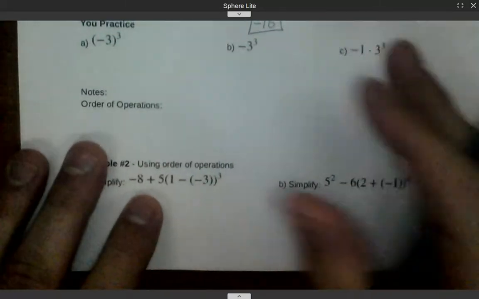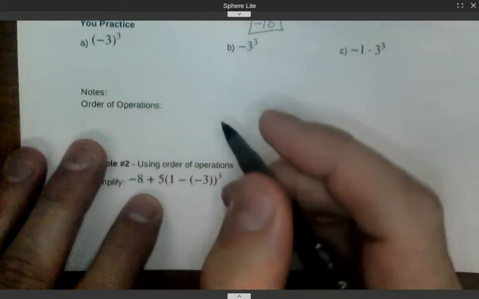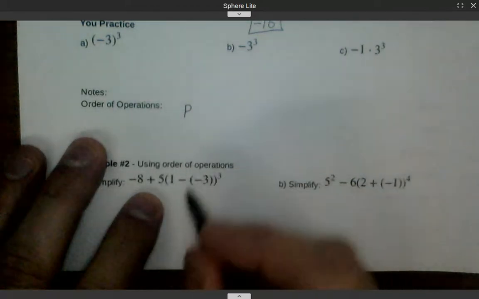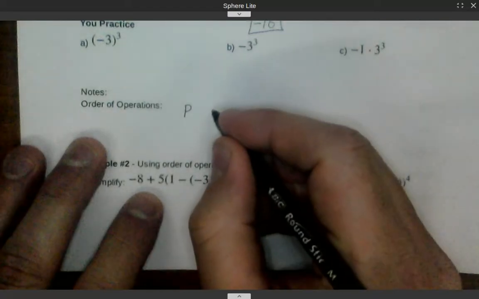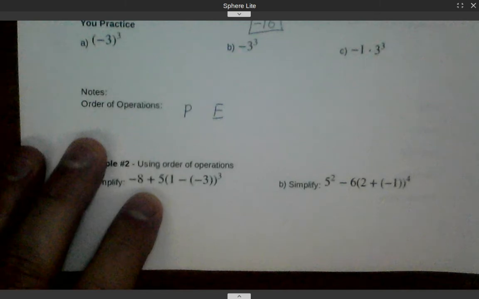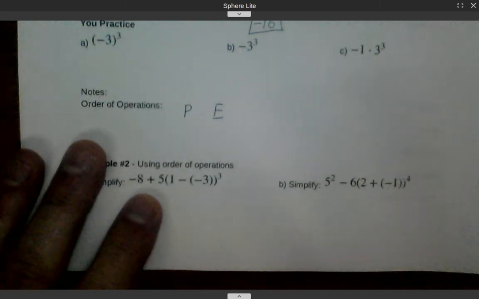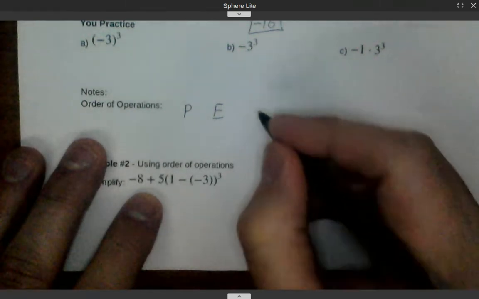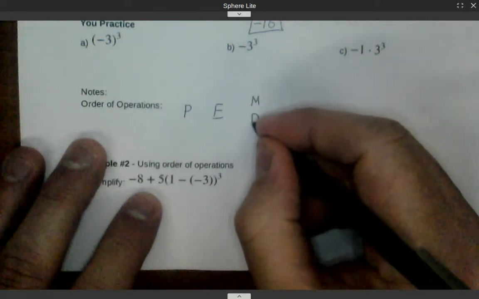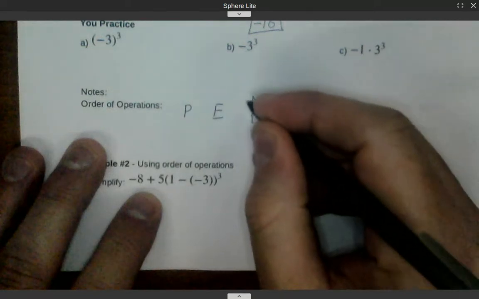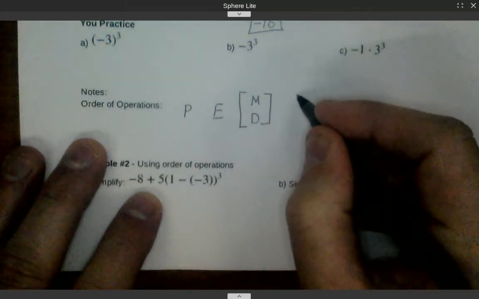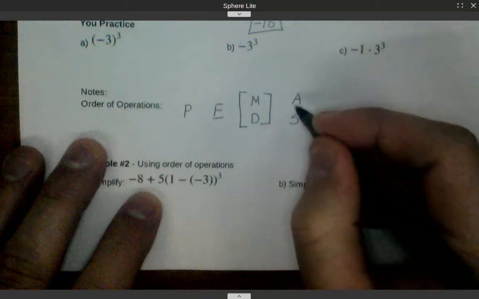We know from previous courses that we use PEMDAS. Now, we know P is parentheses. We know we have E, which is exponents. But here's where a lot of people get messed up. For multiplication and division, those are actually the same. We want to group those two together. Same thing with addition and subtraction.